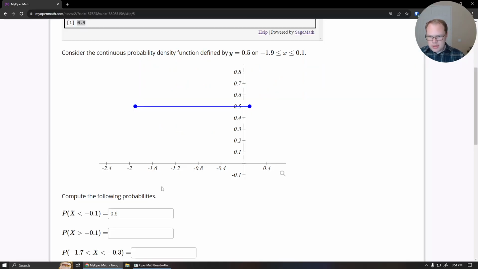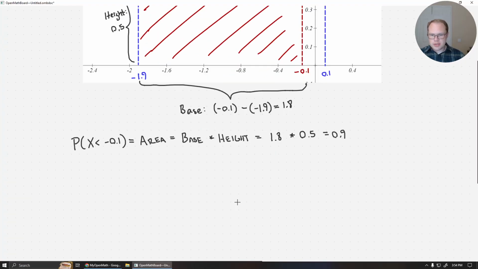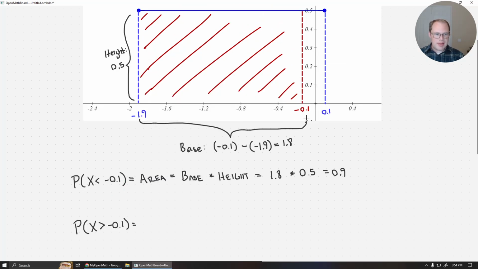Let's go to the next one. Let's calculate the probability that x is bigger than negative 0.1. There are a couple of ways to do this. For this one, notice we're interested in the same value here, negative 0.1, so we still care about this guy here. But now we want the values that are bigger than negative 0.1. Bigger is in this direction. So I'm going to shade that part that's underneath the probability density function.